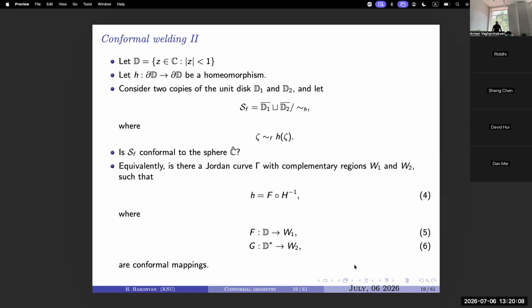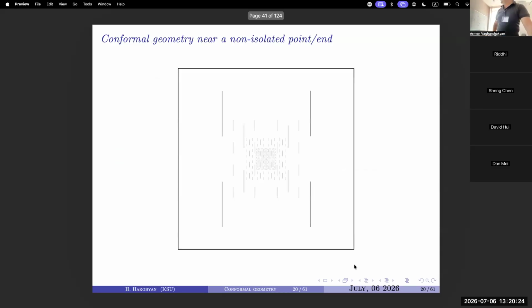I have a question. Can you please go to the slide where you constructed a domain by removing countably many slits? Yes, the slits, this one. Yes. This is the correct one. I don't know if the question makes sense or not, but here you are removing countably many slits. What will happen if we remove countably many, let's say, rectangles? So instead of slits, we remove rectangles.